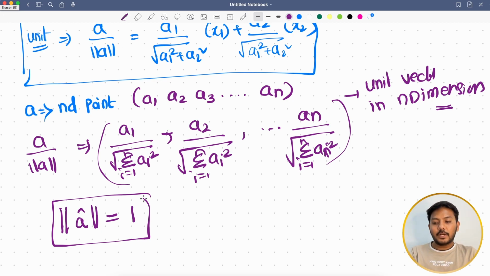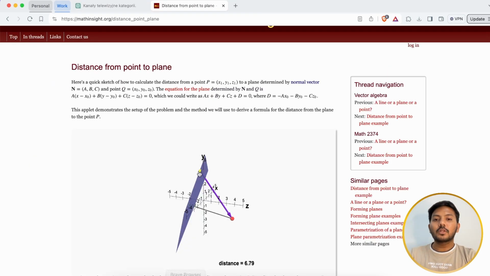And now we will learn distance of a point from a plane. That is also an important concept, and we will also see why we need to learn distance of a point from a plane. But before that, let's visualize what a plane is, because in the last videos we were talking about 2D line, 3D plane, and a lot of other stuff. So I have gone through this website, mathinsight.org. This is a good one.